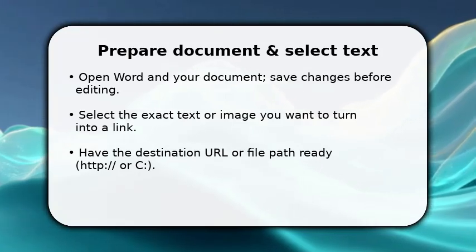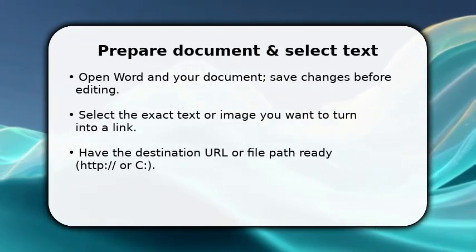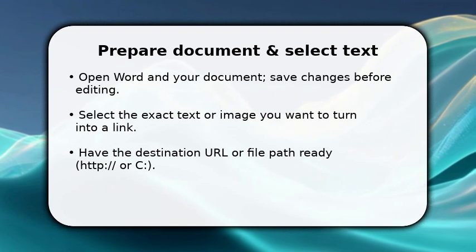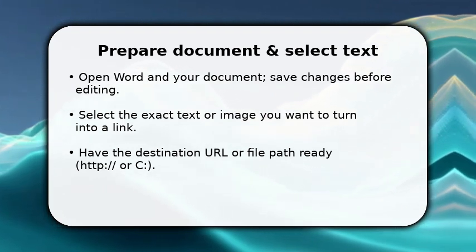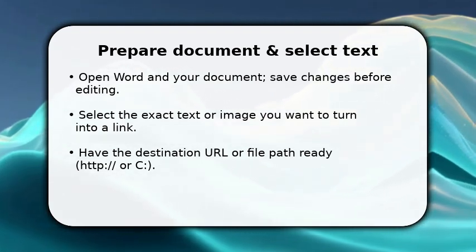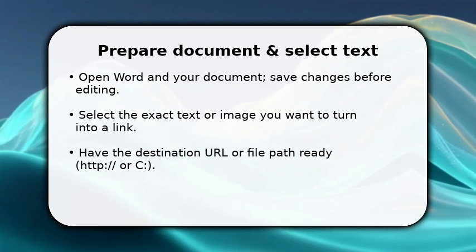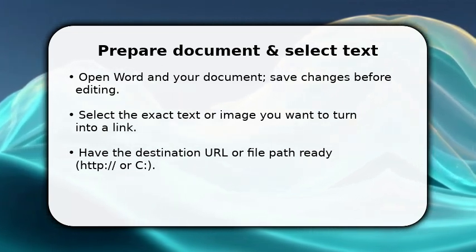You already have Word open, so start by selecting the text or image you want linked. This is critical because Word links what you select. Once selected, press Ctrl+K or right-click and choose Link. This opens the Insert Hyperlink dialog.